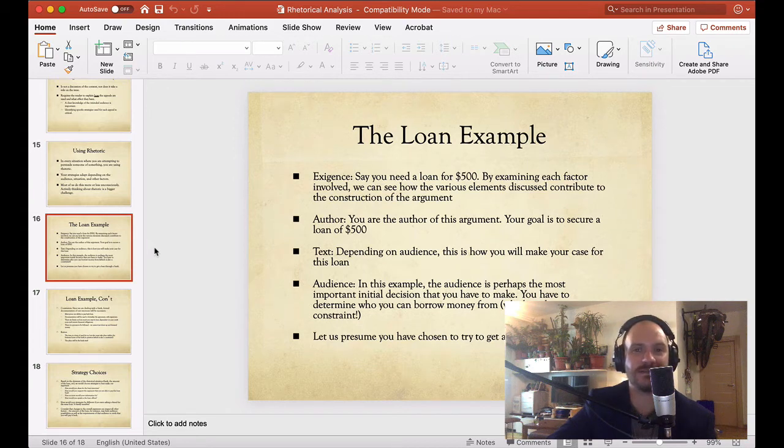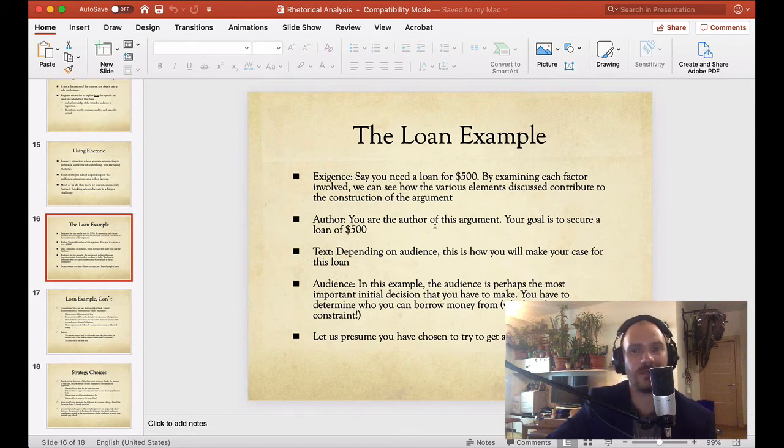So our exigence is that we need $500, and we need it. There's a time constraint. Exigence essentially connects to time. There's a time constraint, right? If we're giving a speech on global warming, the exigence is that the world is going to end if we don't fix this issue. And so our exigence is maybe we need to pay our bills, and so we need this $500, okay?